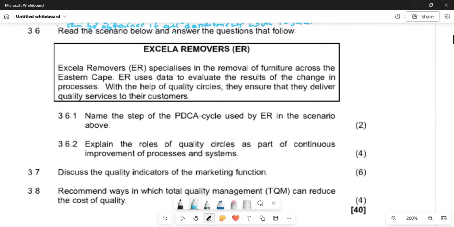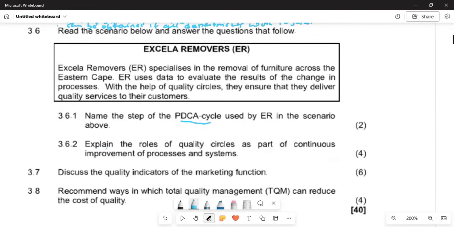It says read the scenario below and answer the questions that follow. Then we have the Exceller Removers, ER. Exceller Removers specializes in the removal of furniture across the Eastern Cape. ER uses data to evaluate the results of the change in the processes. With the help of quality cycles, they ensure that they deliver quality services to their customers. Name the step of PDCA cycle used by ER in the scenario above.